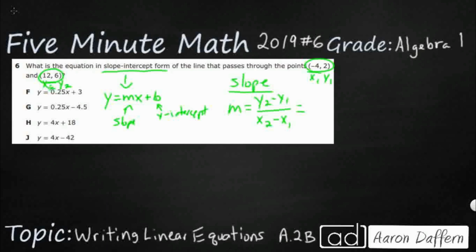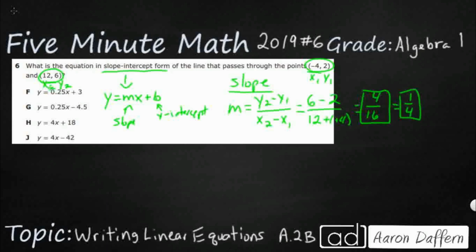So that y2 is going to be 6. The y1 is going to be minus -2, which is 2. Now my x2 is 12. And then my x1 is going to be minus -4, which is going to end up being, right, plus 4, because 2 negatives make a positive. So 6 plus 2 is 8. 12 plus 4 is 16. All right, so my slope here is 8/16, which I guess I can simplify to 1/2 if I really want to.